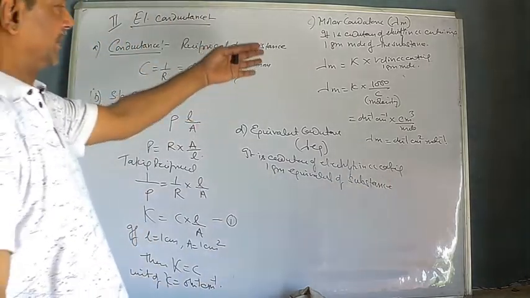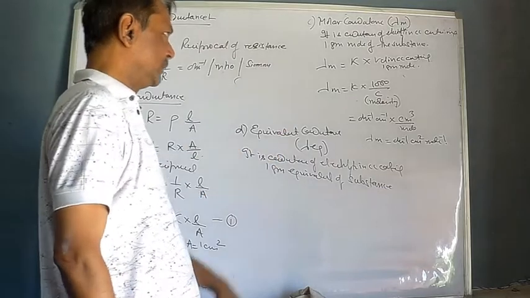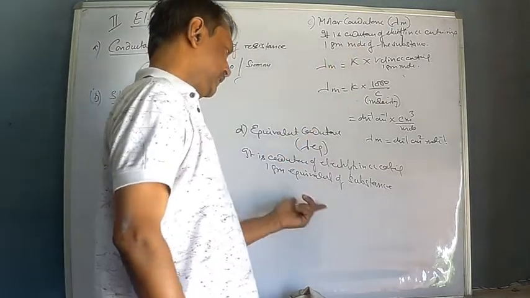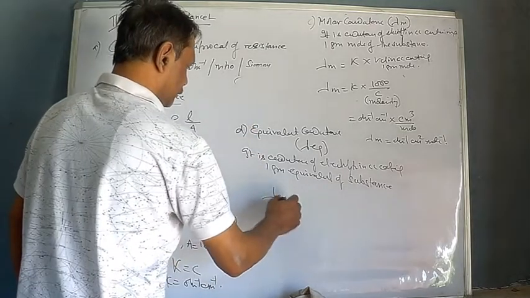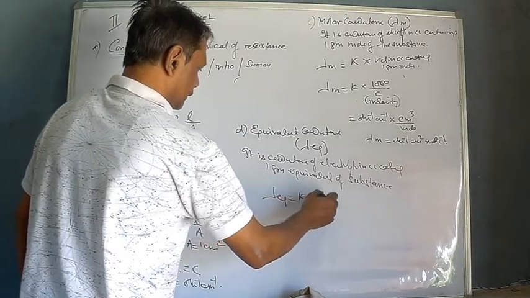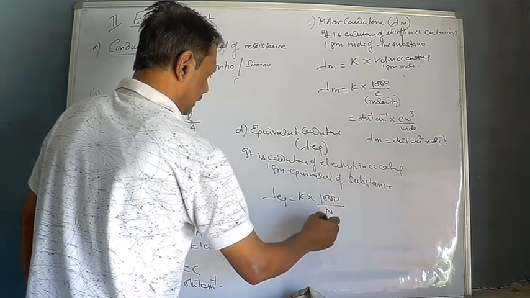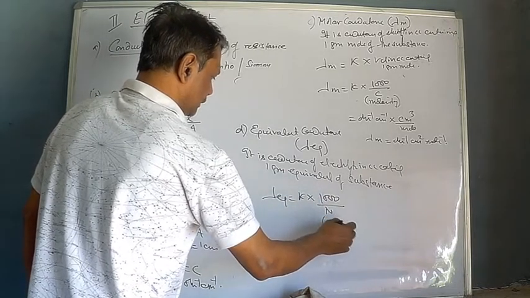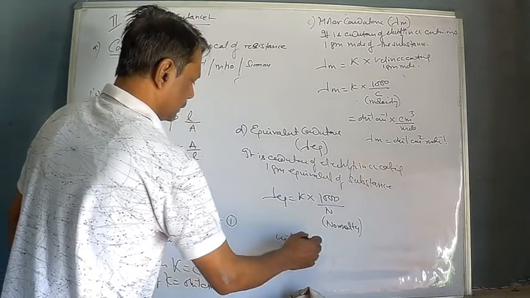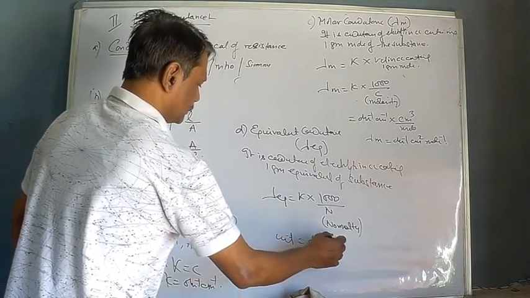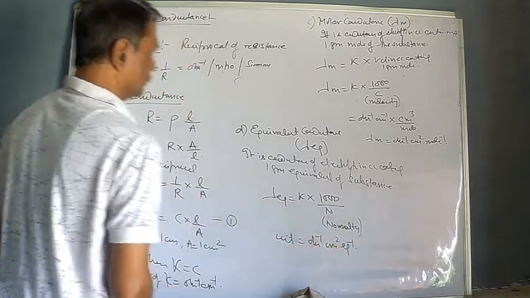Same. Molar conductance and equivalent conductance are more or less same. Here we are taking 1 gram mole and here we are taking 1 gram equivalent. So straight away we can find out the formula lambda eq equals kappa into 1000 upon N. And what is your N? N is your normality. And unit is ohm inverse cm square equivalent inverse.